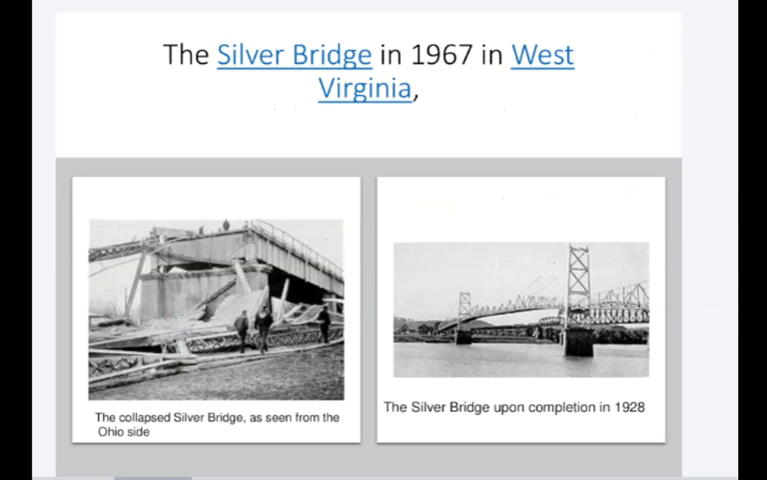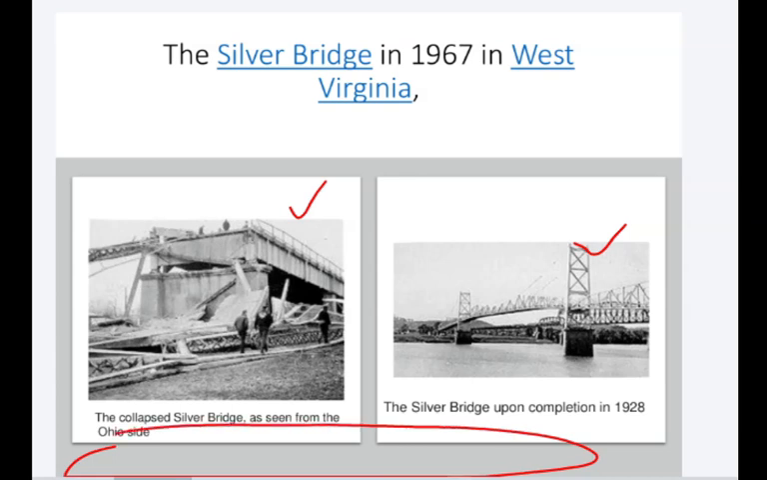Here is another example, the Silver Bridge in 1967. You see here the bridge, and then after some time the bridge collapsed. If you open the PowerPoint slide, which is in PDF, here in the notes I have put the complete story. This bridge collapsed because of crack propagation. There were cracks and propagation. So you can read the story there in the notes.